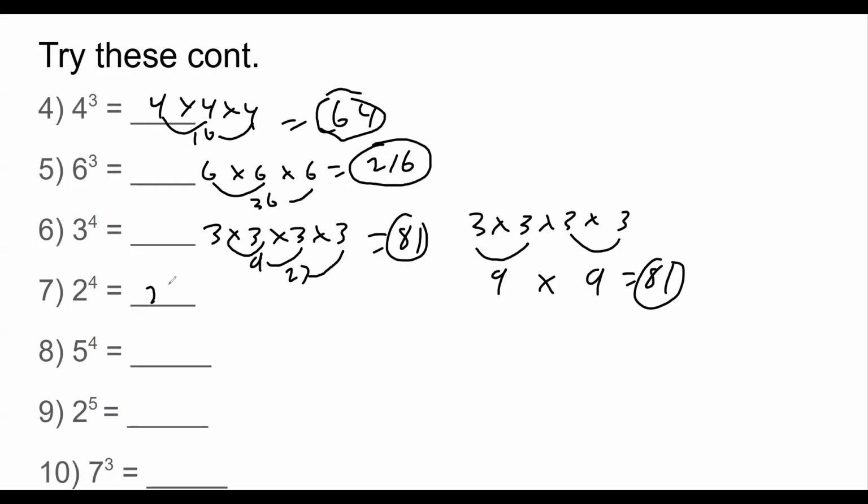2 to the fourth is 2 times 2 times 2 times 2. 2 times 2 is 4. 4 times 2 is 8. 8 times 2 is 16.